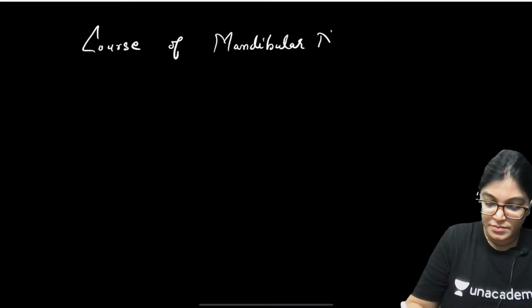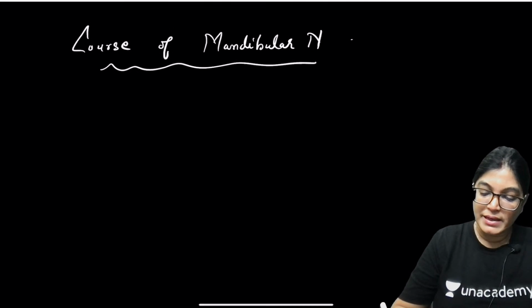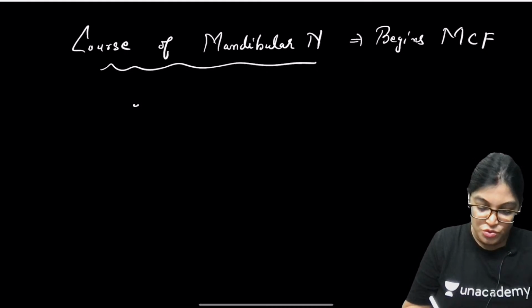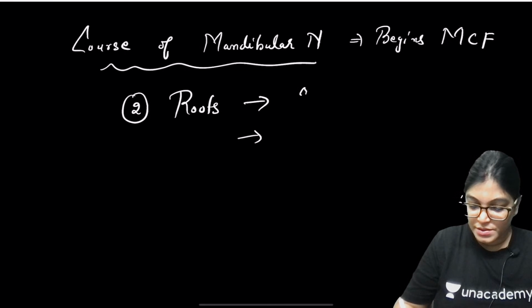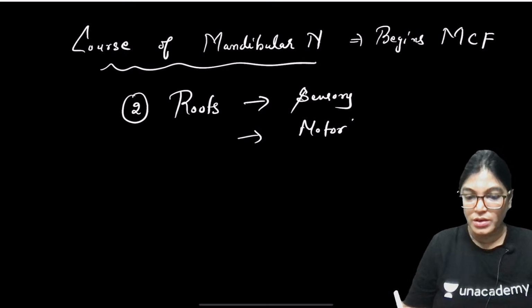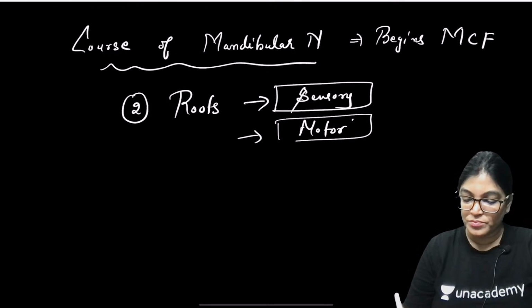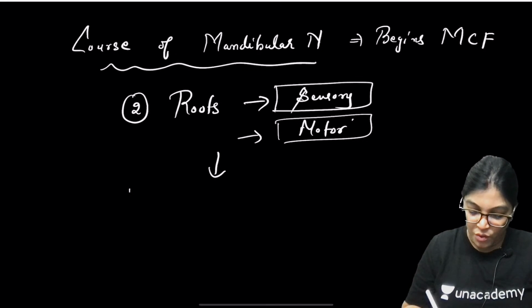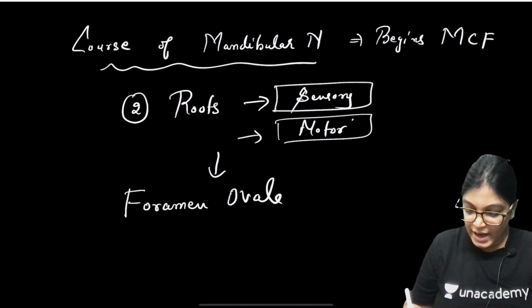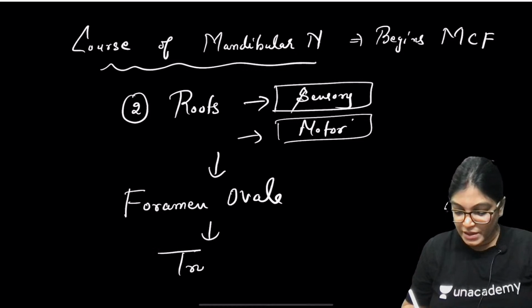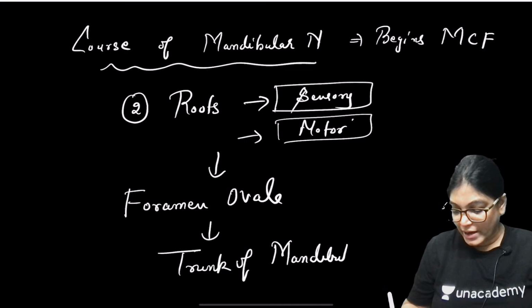If we talk about the course of the mandibular nerve, it begins in the middle cranial fossa and has two roots, sensory and motor. My dear aspirants, the larger is the sensory component and the motor is the smaller. These two components traverse through the foramen ovale, and just at the point where they exit, they join to form the trunk of the mandibular nerve.